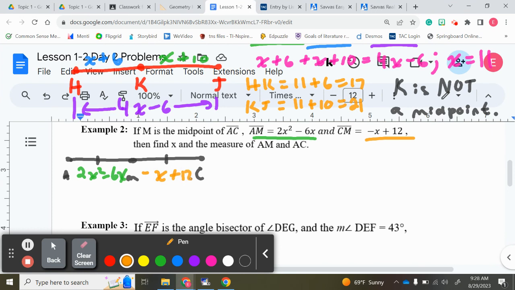Excuse me. So what do I do here in order to solve for x? Who can tell me? They're saying it's a midpoint. We know AM is congruent to MC. Go ahead. 2x squared minus 6x equals negative x plus 12. Excellent. So we're going to have here 2x squared minus 6x equals negative x plus 12.